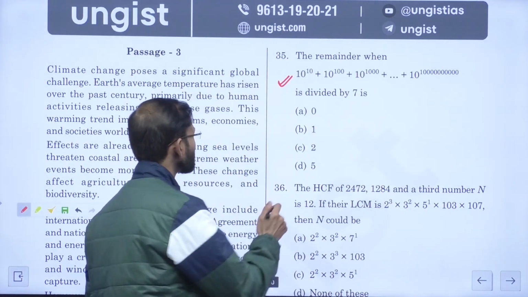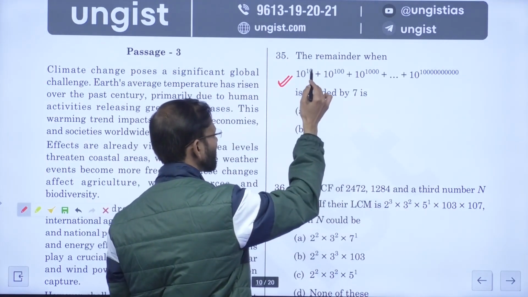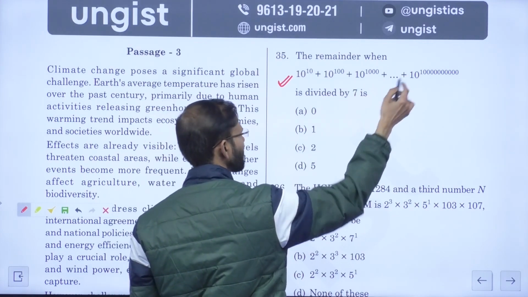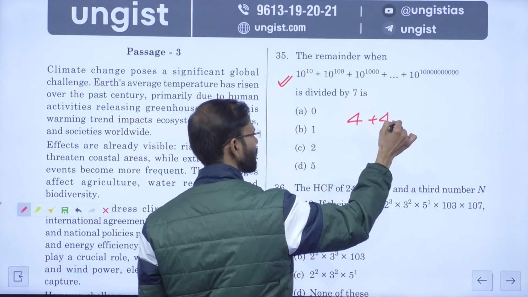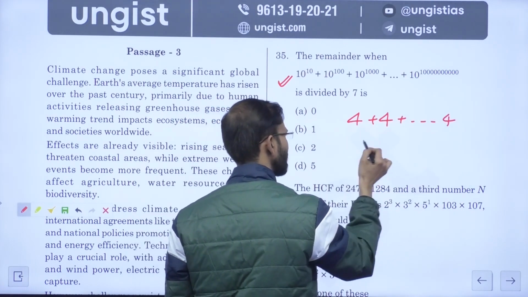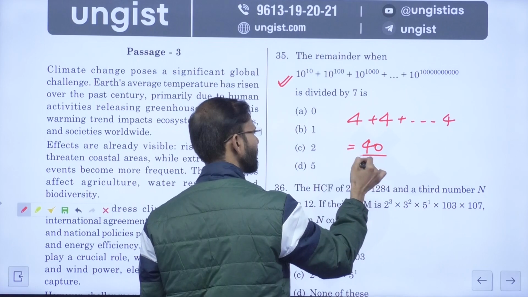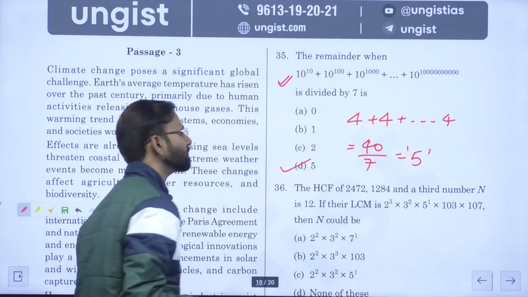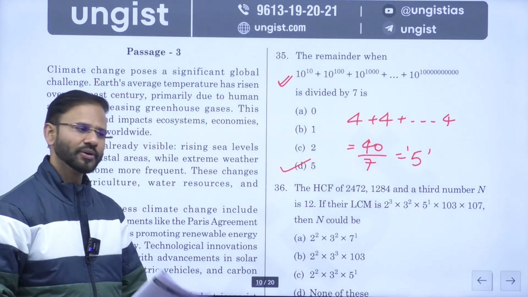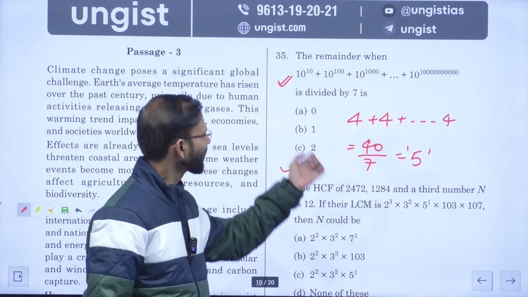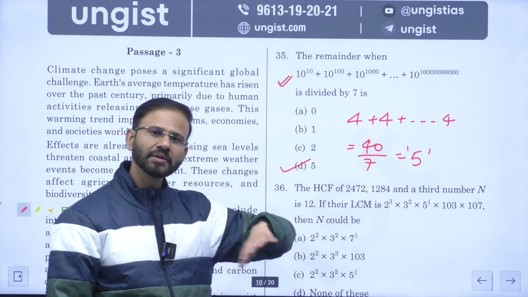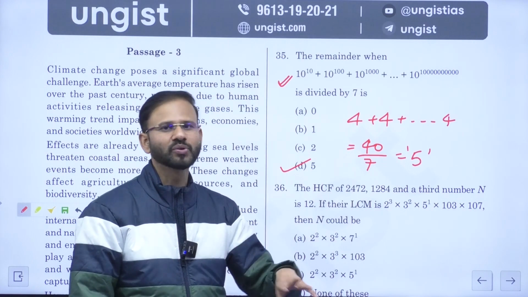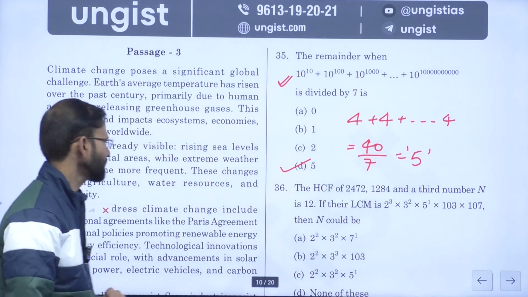Fine. Here also, this is 10 to the power 10 divided by 7, 10 to the power 100 divided by 7, and this divided by 7, this divided by 7. So here you will get 4, 4, 4, 4, 4 for how many times? For 10 times. So total you will get 40, 40 divided by 7, this is 5. Question is talking about the remainder, right? So if you have studied remainder theorem, you will get what I am doing. But if you didn't study remainder theorem, then obviously you will have to study remainder theorem first to solve these type of questions, guys. Okay?